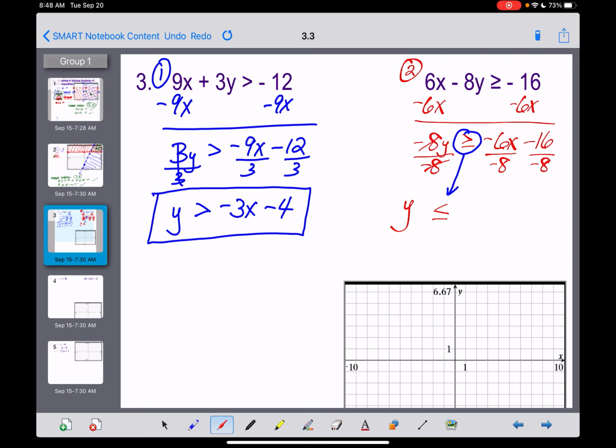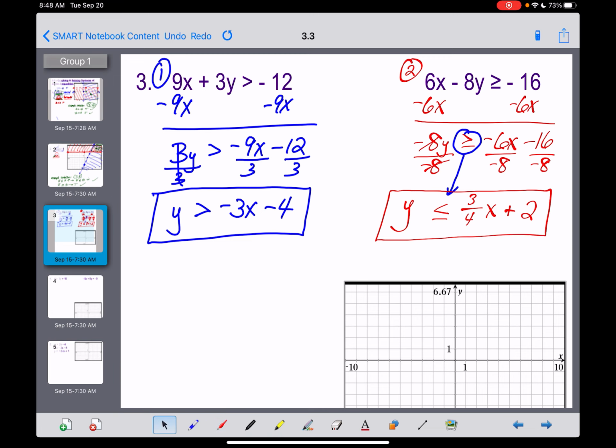Negative 6 over negative 8, well, a negative over a negative is a positive, and 6 over 8 simplifies into 3/4. So that's a positive 3/4 x. And then negative 16 divided by negative 8 is a plus 2. And there is the second statement. Now the second inequality, and this one is solved for y as well.